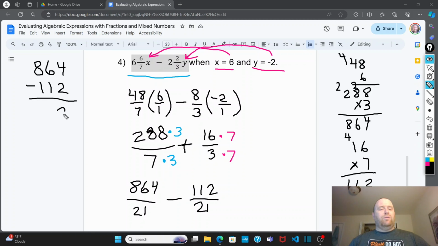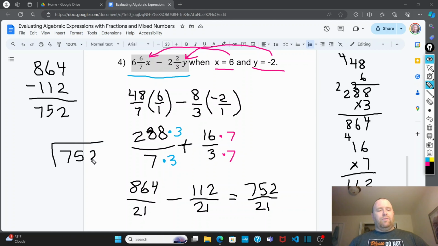So 4 minus 2 is 2. 6 minus 1 is 5. 8 minus 1 is 7. So we get 752 over 21. Let's see if we can simplify this a little bit before we figure out the mixed number. So unfortunately, 2 plus 5 is 7, plus 7 is 14. 14 is not divisible by 3. So we can't really simplify it that much. 21 is divisible by 3. 2 plus 1 is 3. So that makes the whole thing divisible by 3. Let's just go ahead and divide it.